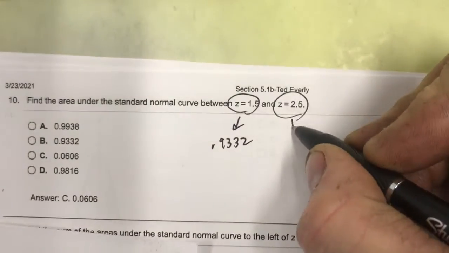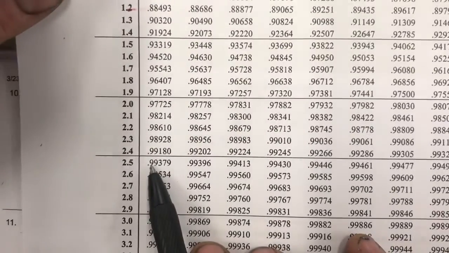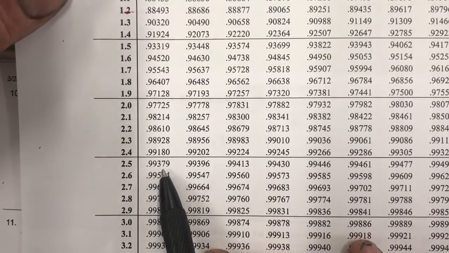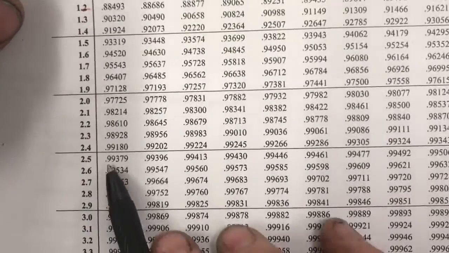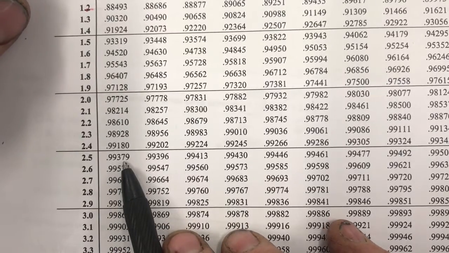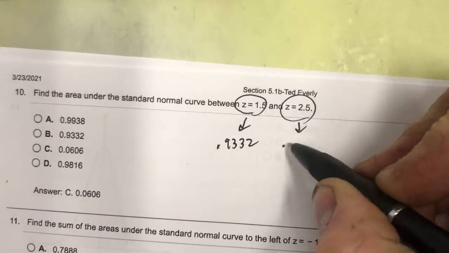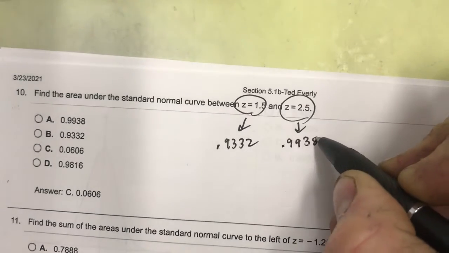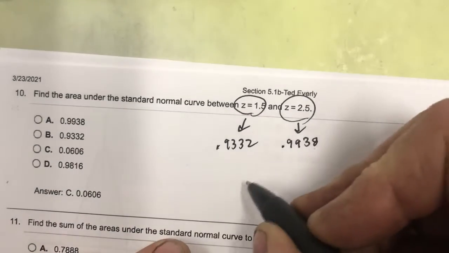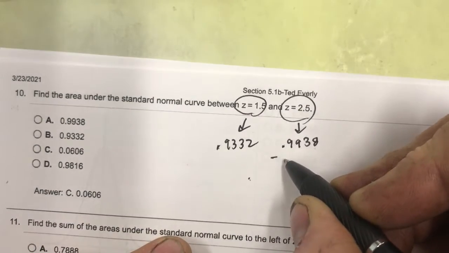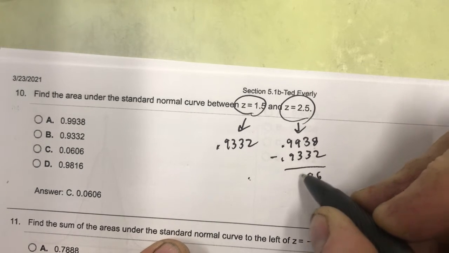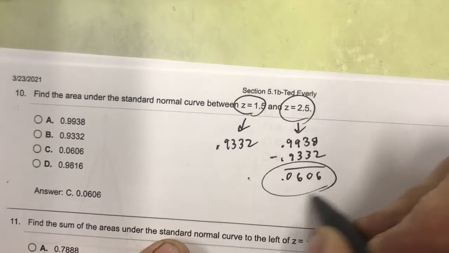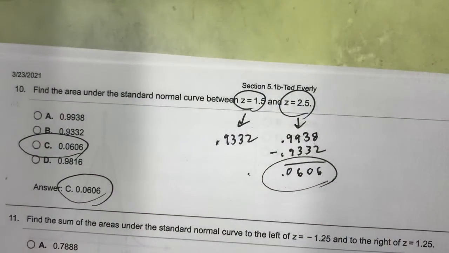Now look up 2.5. All right, here's 2.5. 0.9938. See right here, look at it again. 2.5, 0.9938. And now subtract them. So 0.9938 minus 0.9332 is 0.0606. Right there, C. So we got that right.